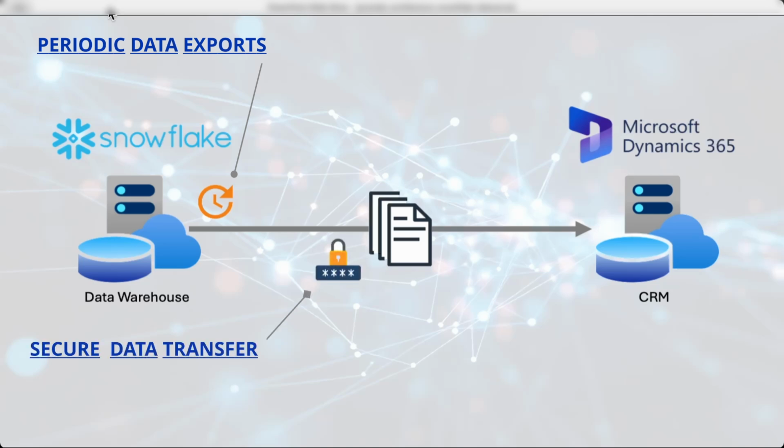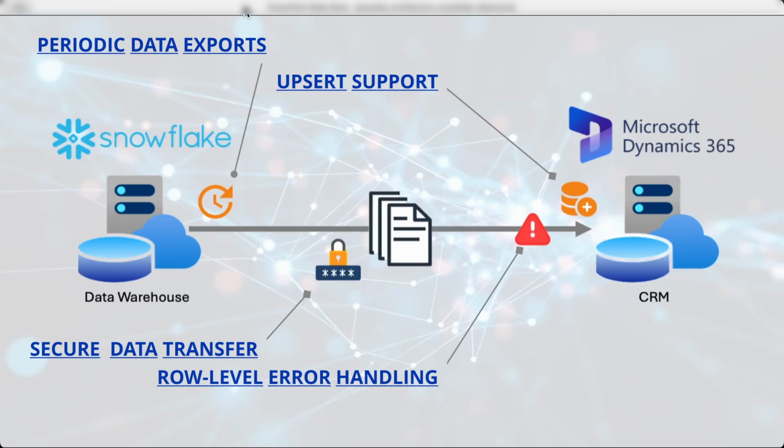Secure and performant data transfers. Data must be transferred securely using encryption and authentication mechanisms. At the same time, the process should be optimized for performance to handle large volumes of data efficiently. Upsert support. The target system should support upsert operations, which is update or insert, meaning it can update existing records or insert new ones without requiring manual checks. This is crucial for maintaining data consistency.